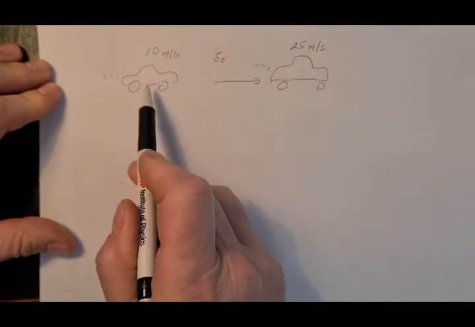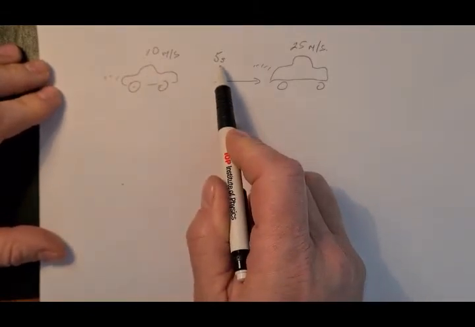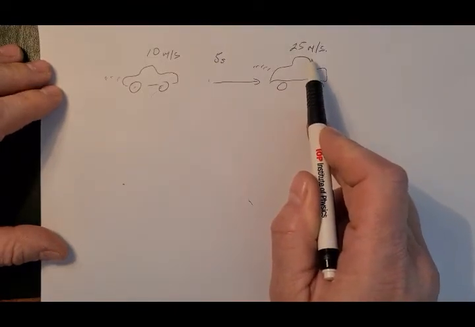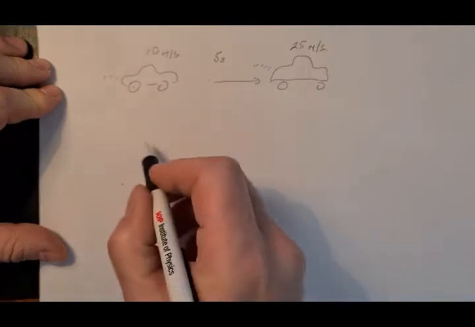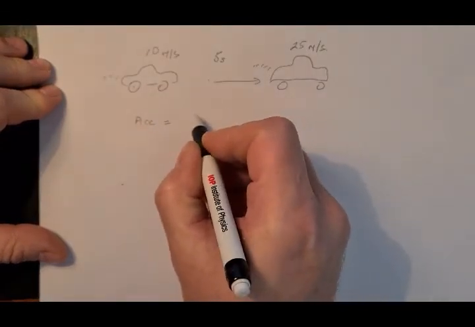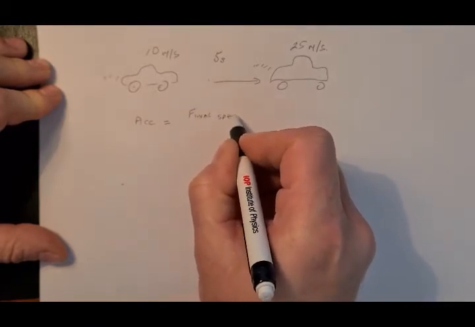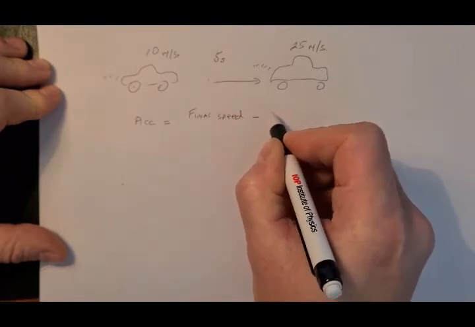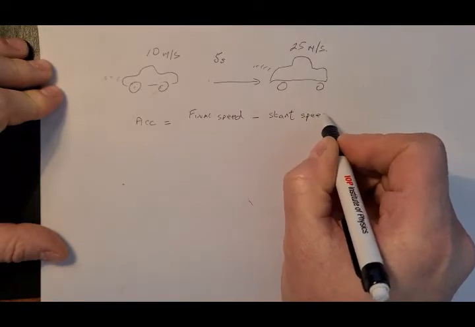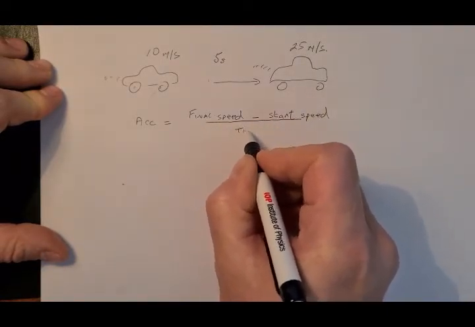So it was traveling at a constant velocity of 10 meters per second. Then the car started to accelerate. And 5 seconds later, the car is now traveling at 25 meters per second. In order to calculate the acceleration, we're going to use a formula. Acceleration equals the final speed, minus the starting speed. Okay, this is for all our calculations. I'll write down start speed, divided by, so the whole thing is divided by the time taken.